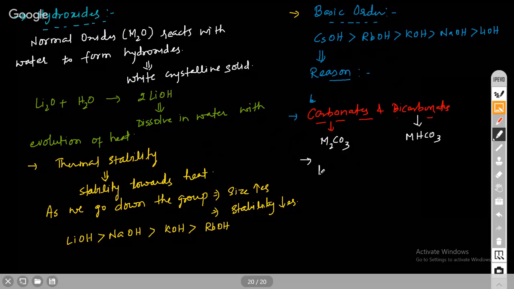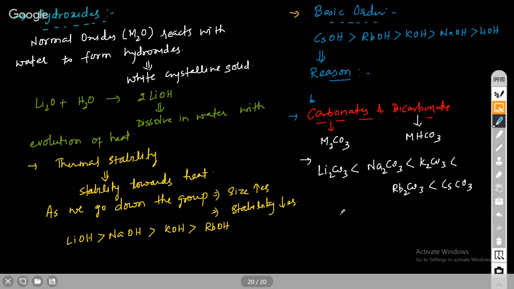Right? And the order of stability is this: Li2CO3, then Na2CO3, because we know electropositive character increases down the group. So K2CO3, Rb2CO3, and then we have Cs2CO3. One important point you have to keep in mind here, write down, all these carbonates are stable towards heat and easily soluble in water.